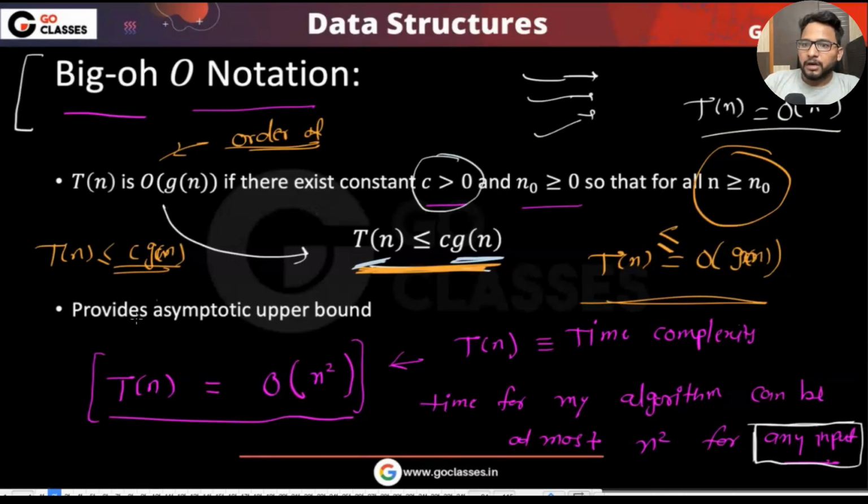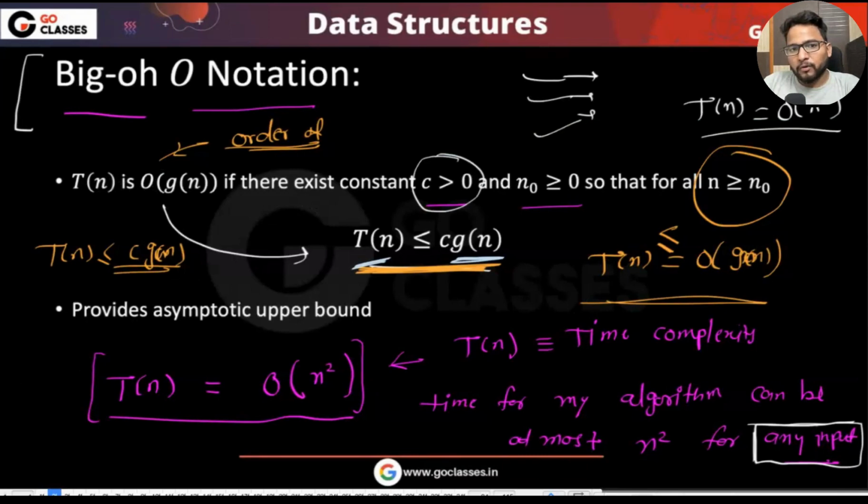Okay. Now, as homework, just do one thing. Instead of big O, take the small o, and check out the formal definition in some book or some good online resource.